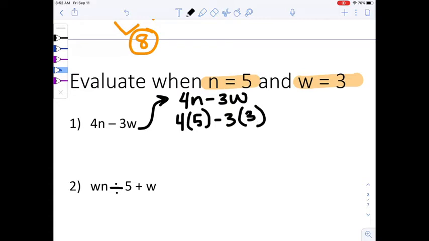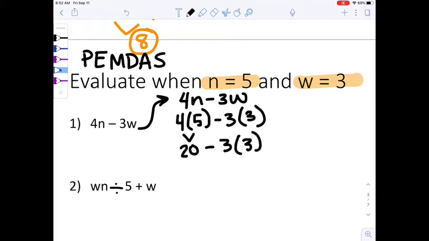And remember, I know that it's multiplication because anytime we have a number and a variable next to each other, it's automatically multiplying. So that's saying 4 times n. Then I'm going to solve this. I'm going to follow that order of operations, PEMDAS, and I look to see, are there parentheses? Yes, there are parentheses, but really those parentheses are standing there as multiplication. So I can actually skip to the multiplication step because I have no exponents. 4 times 5 is 20, and then I have minus 3 times 3.